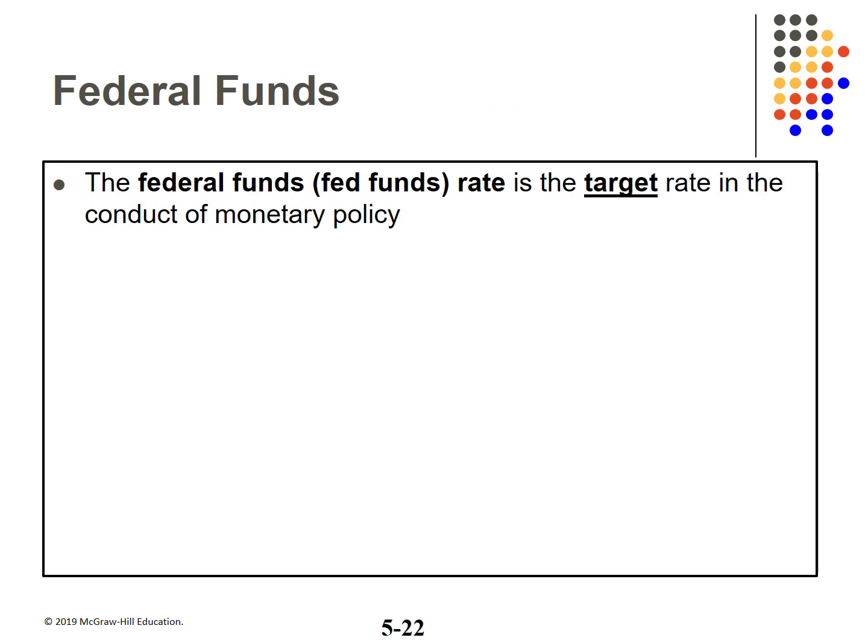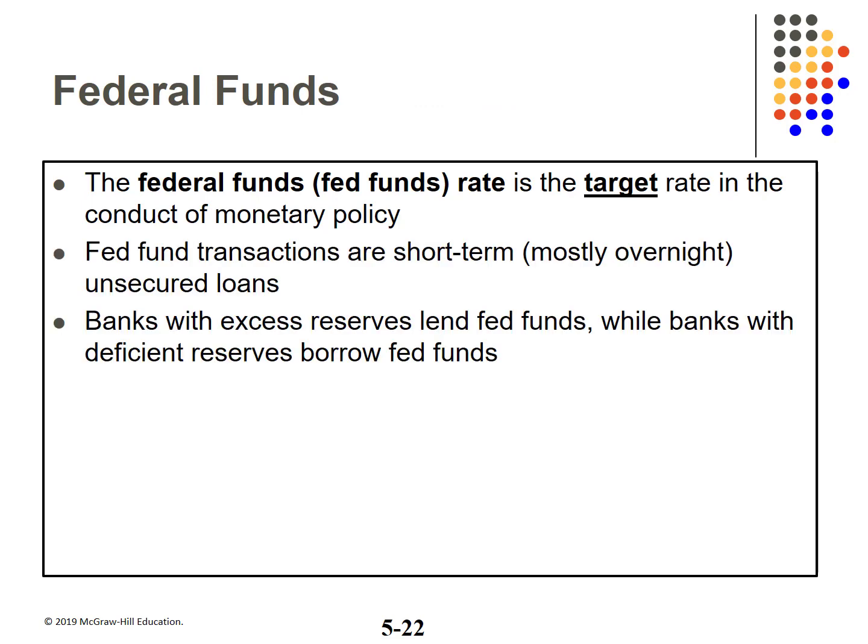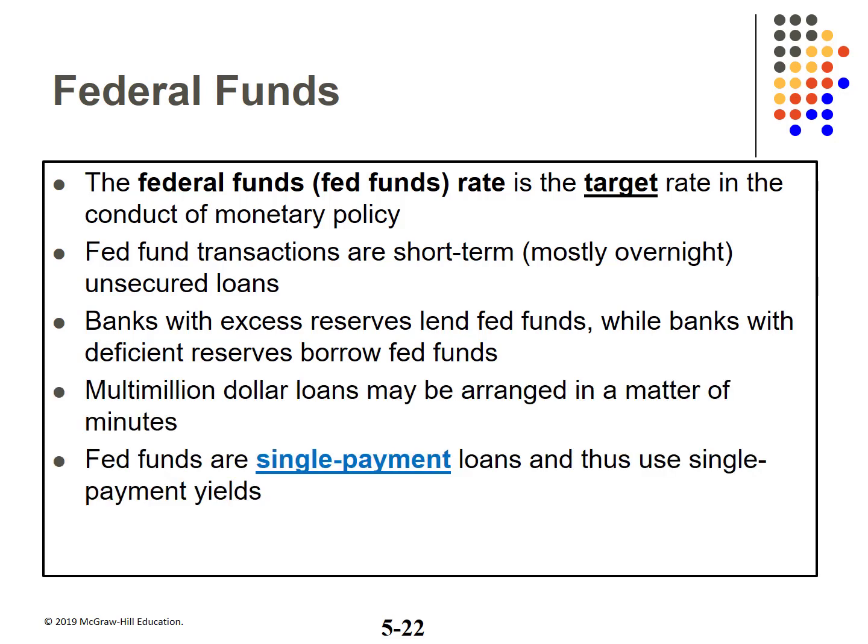Moving on to Fed funds, the target rate set by the FOMC in implementing monetary policy. These are primarily short-term, usually overnight loans. They're unsecured. These are the overnight loans bank to bank to meet reserve requirements. These are multi-million-dollar loans, and they are single payment loans.